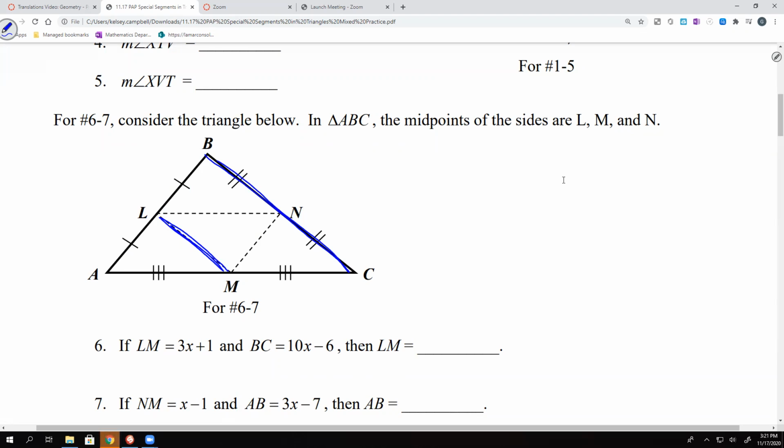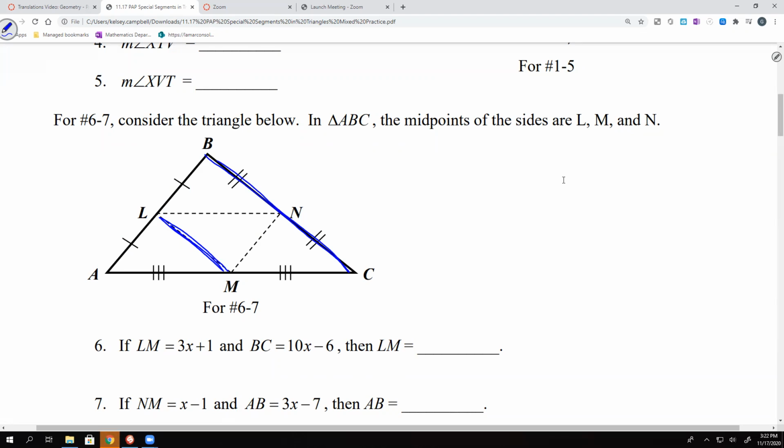Mid-segment. Okay, mid-segment. And how do I know it's a mid-segment? Because, look, here, L is the midpoint of this side, right? M is the midpoint of this side. So your mid-segment connects the two midpoints together. It's halfway down the triangle.